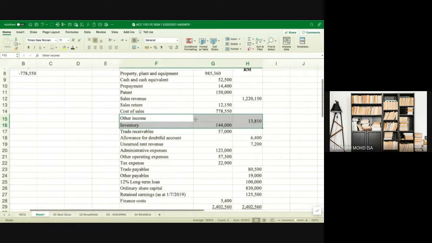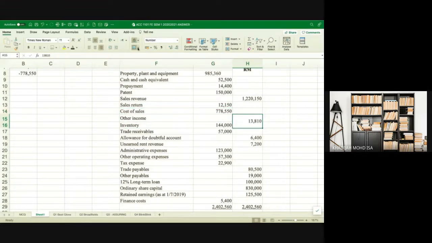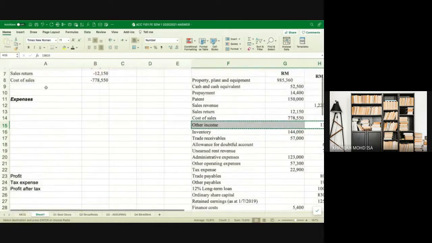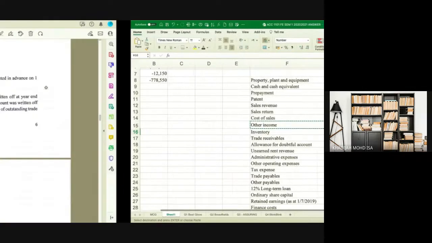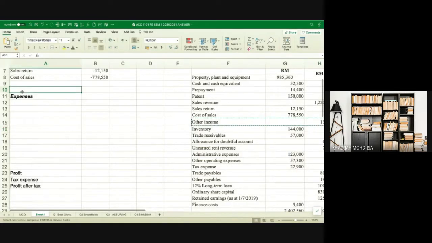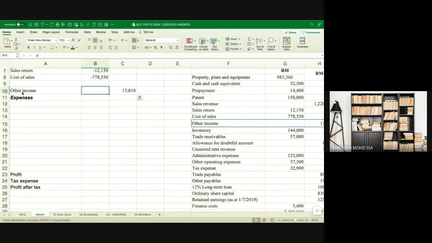You have this one is supposed to, let me see. I have other income. Are you following? Am I too fast?